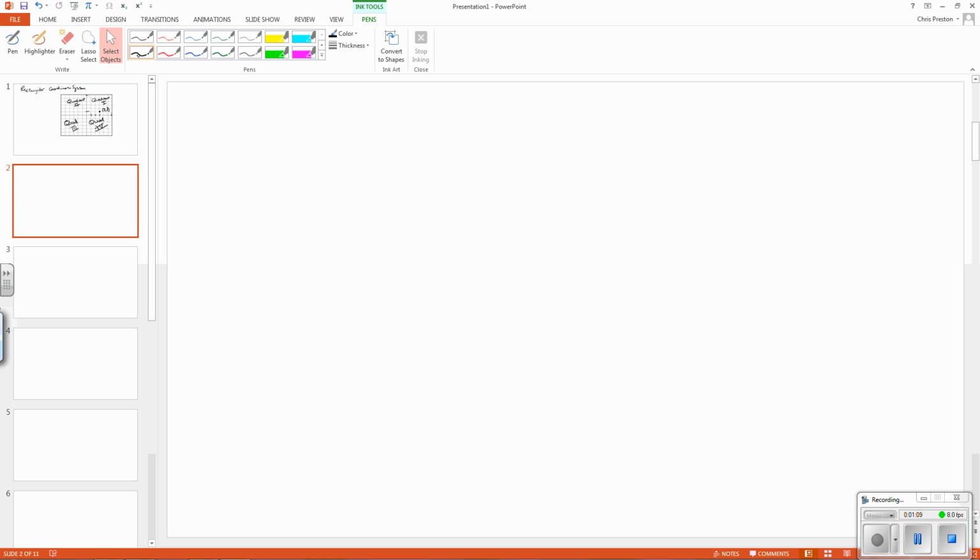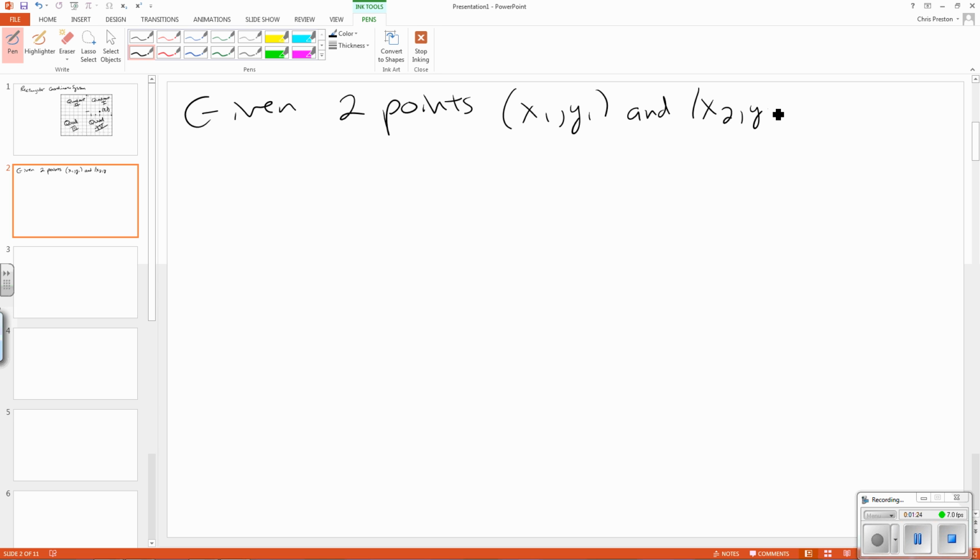We're going to look at some relationships between points. So given 2 points, I'm going to call the first point x1 comma y1 and the second point x2 comma y2. Then we can find the midpoint. So you have a point, you have another point, and you want to find out what point is halfway in between those two. Where is it in the middle?